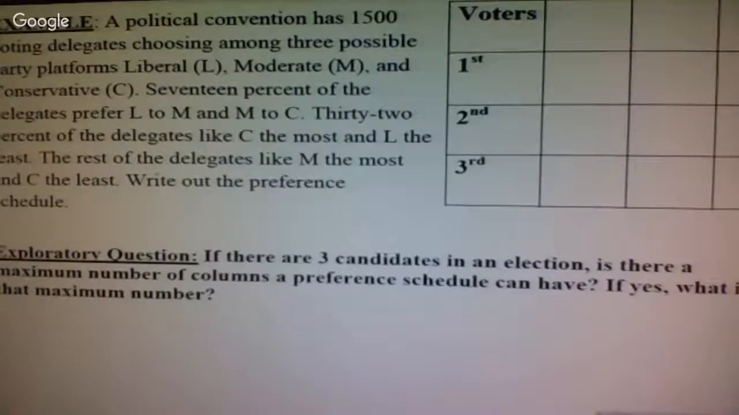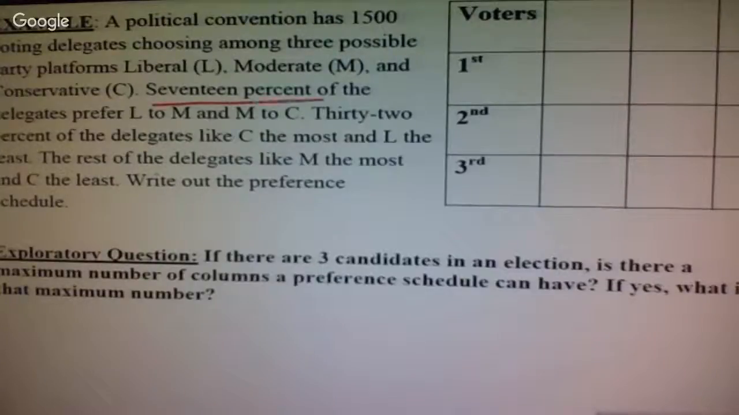So a political convention has 1,500 voting delegates choosing among three possible party platforms. You've got liberal, moderate, and conservative. 17% of the delegates prefer L to M and M to C. 32% like C the most and L the least, and the rest like M the most and C the least. Write out the preference schedule. So pull it apart piece by piece.